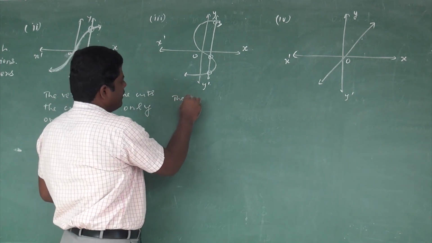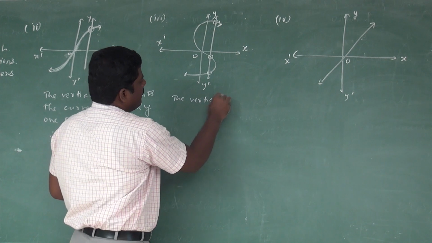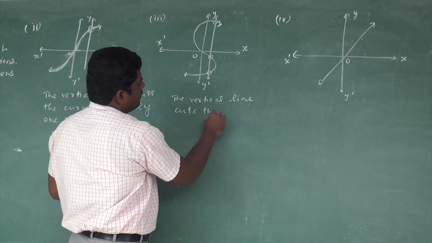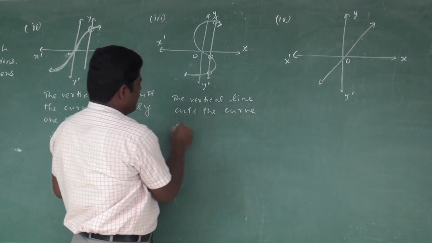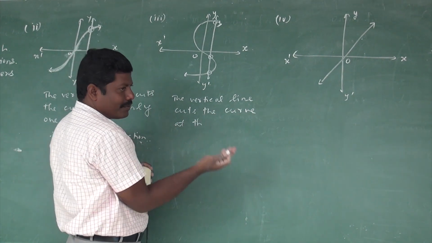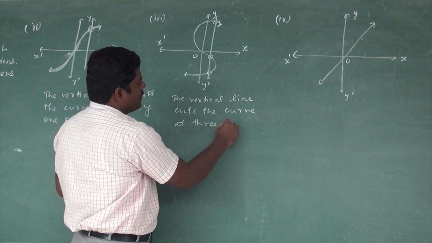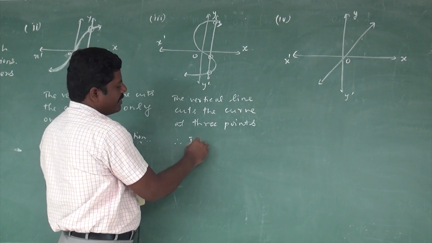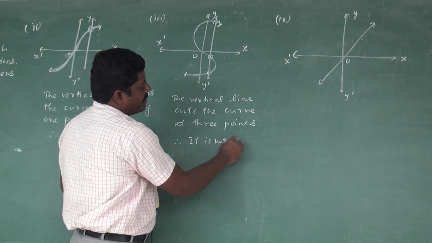So the vertical line cuts the curve at 3 points. That means more than one point. 3 points. Therefore, it is not a function.